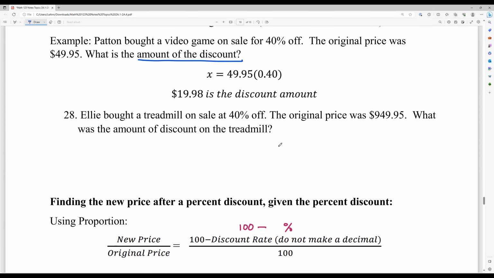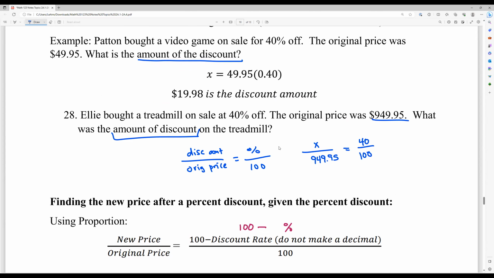Ella bought a treadmill on sale at 40% off. The original price was $949.95. What was the amount of the discount? Notice again, I just want to know that discount amount. So put that over the original price. And the percent, they told us it was going to be marked down over 100. So I don't know my discount amount. I know the cost was $949.95. And they're taking 40% of 100.